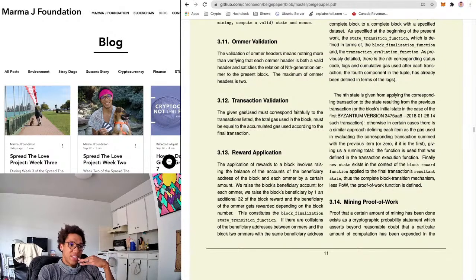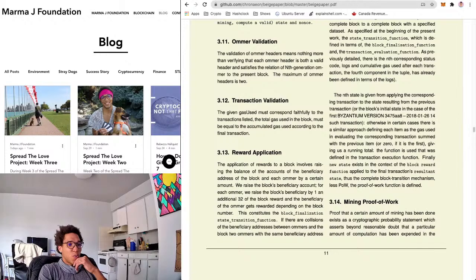Transaction validation: the given gas used must correspond faithfully to the transaction listed. The total gas used in a block must be equal to the accumulated gas used according to the final transaction. So, I mean, that would be a pretty big issue. If you went through all the transactions that are going into a block and the amount of gas used was not equal to the gas that was supposed to be used, you'd obviously have an issue there, a leak of gas somewhere. Math would be wrong and you'd redo the whole thing.